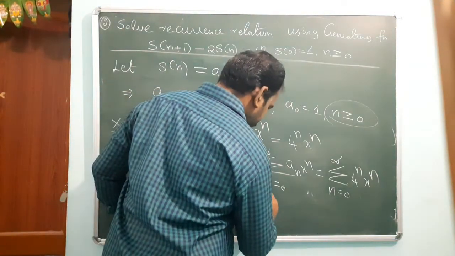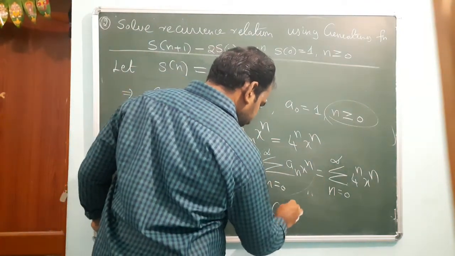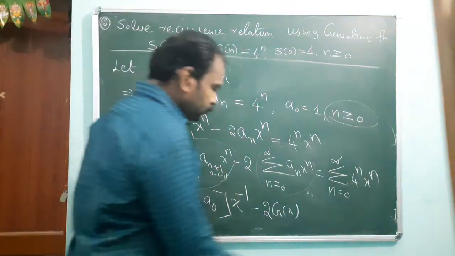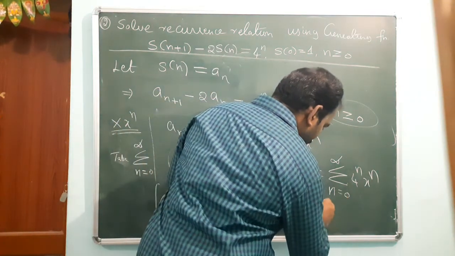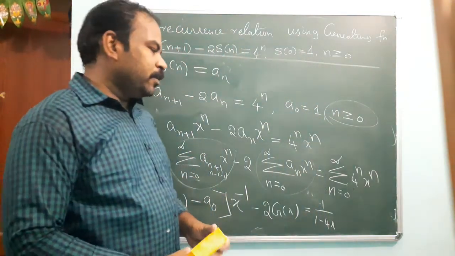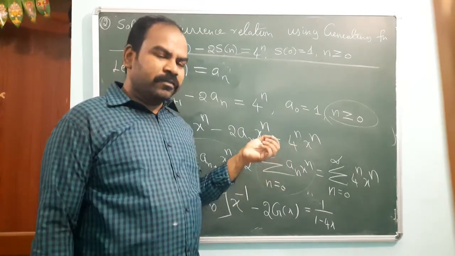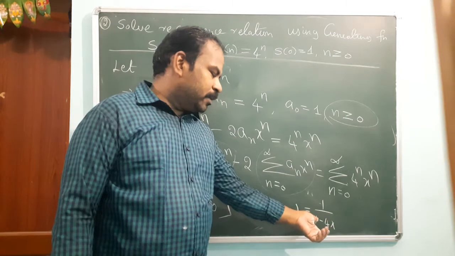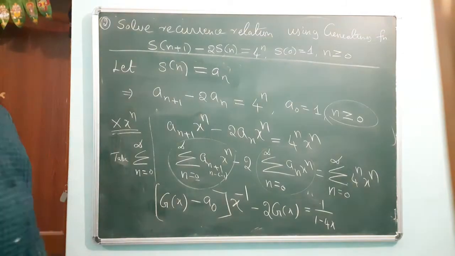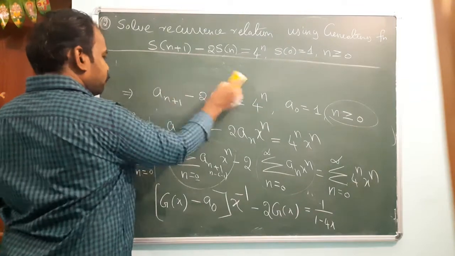Minus 2 times of, this is nothing but g of x. This is nothing but g of x. And this is nothing but 1 by 1 minus 4x. In the generating function videos, I gave some important results. So first memorize the results, then you get the idea easily. So 1 minus 1 by 1 minus 4x. This is nothing but 1 by 1 minus 4x.